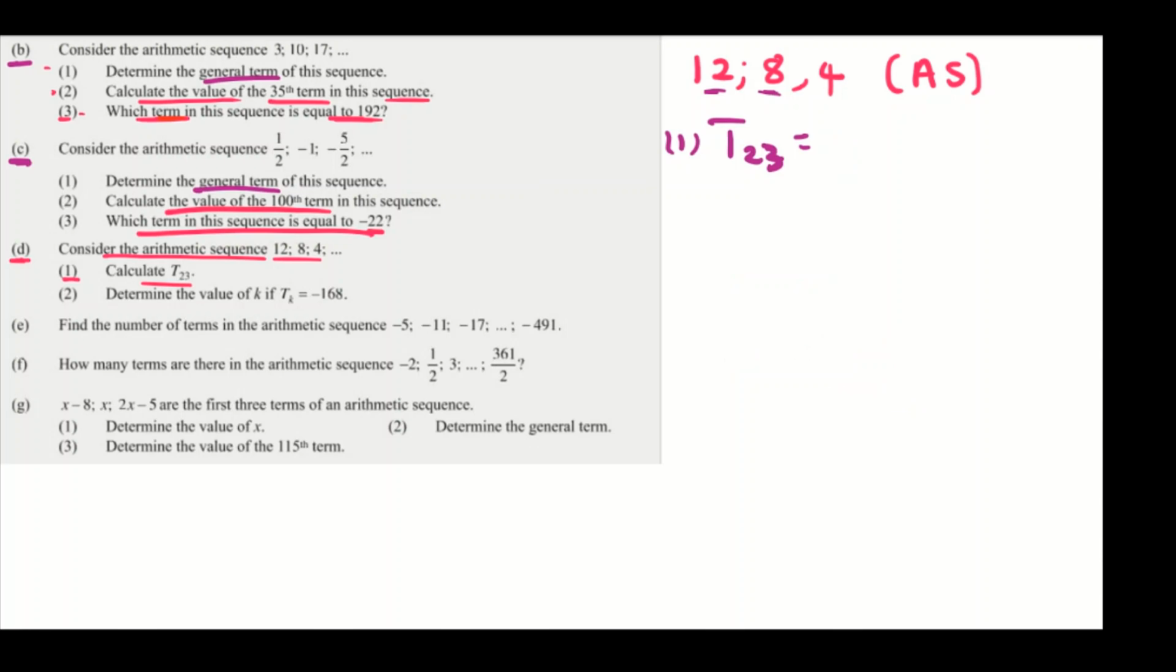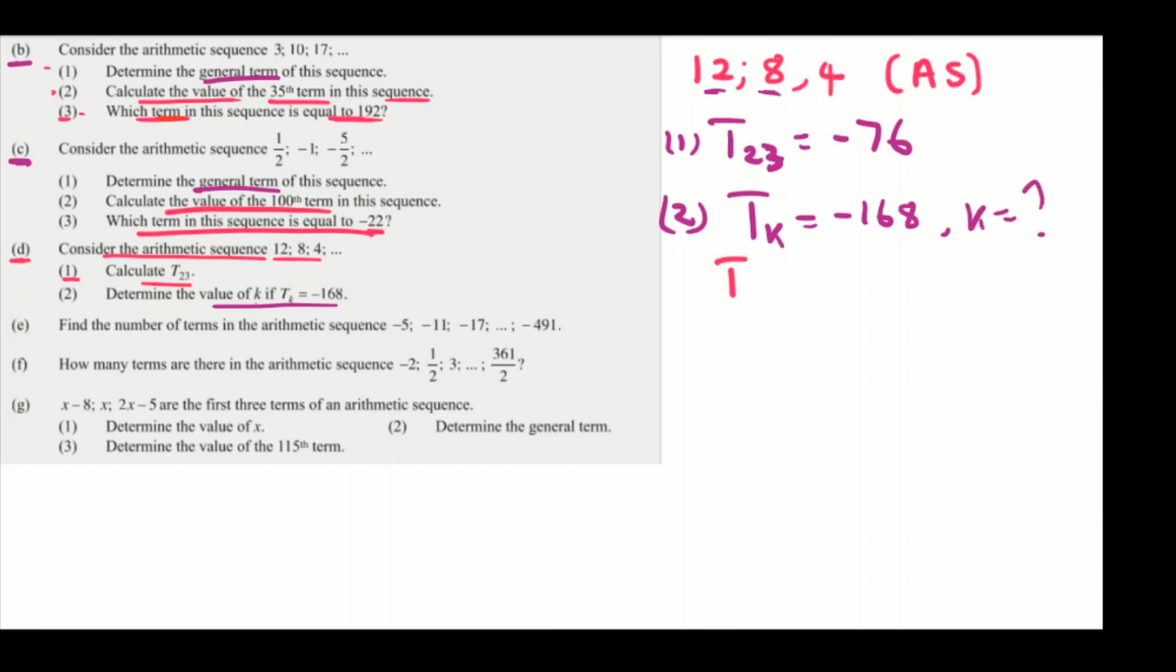So now we know that it's going to be minus 76, right? And in the second part of the question, we are asked to determine the value of k if t subscript k is equal to minus 168. So if t subscript k is equal to minus 168, find the value of k, right?